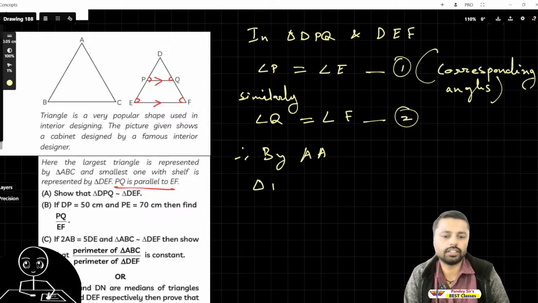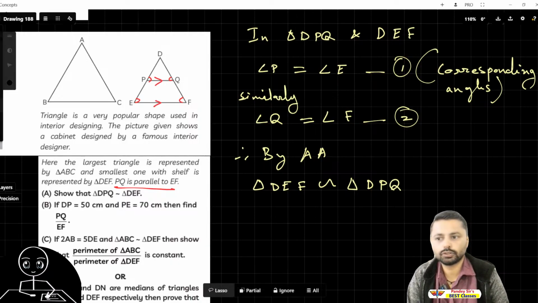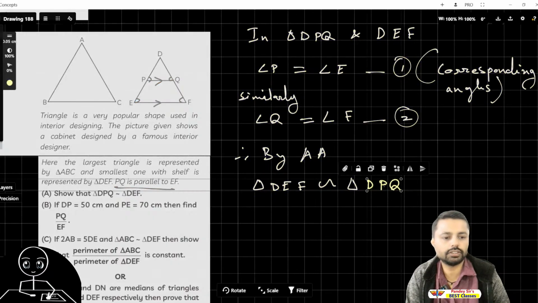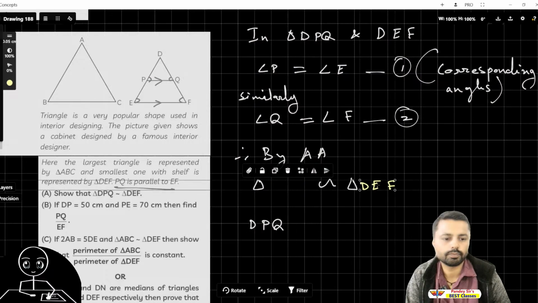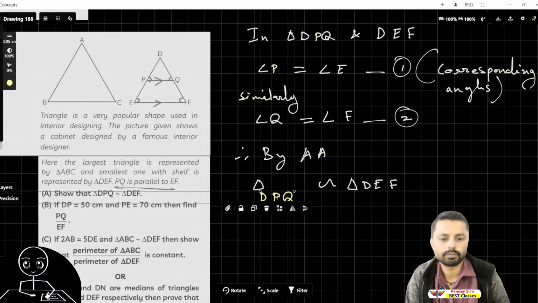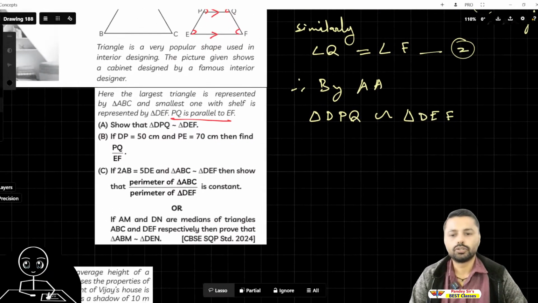So, triangle DEF similar to triangle DPQ. Anything we can write vice versa. But in exam they cut your marks, so let's write it in the sequence they have asked. Now better. So, we have proven.